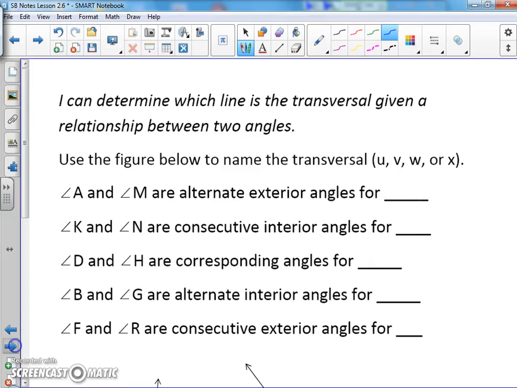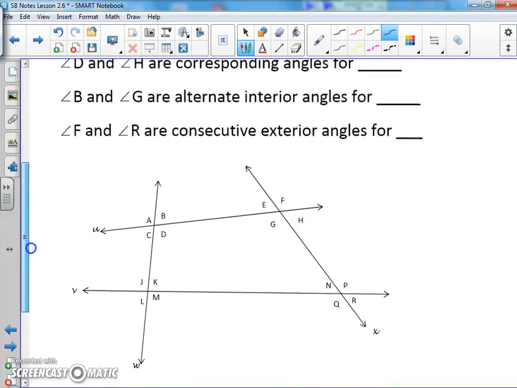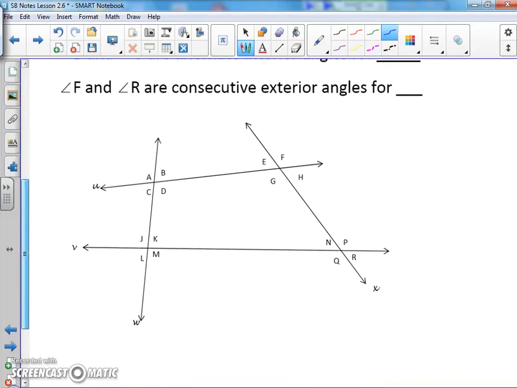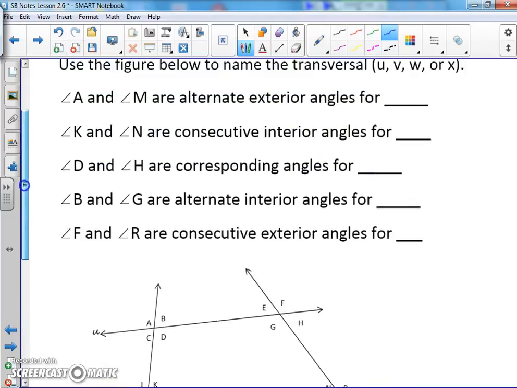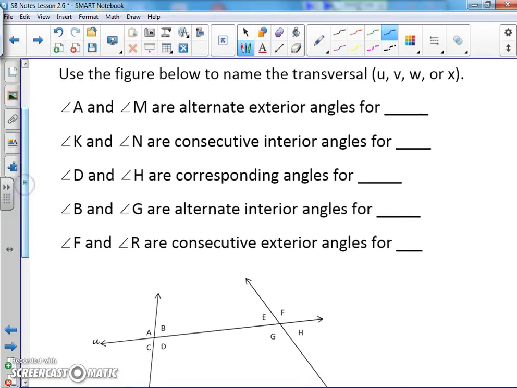So let's look at our final task, and this is to determine which line is the transversal if we know the relationship between the angles. So again, I want you to look at this figure. If you are missing the labels, I want you to stop the video and record these labels, or this won't make any sense. Okay, hopefully we have that all labeled. So our first one tells us that angle A and angle M are alternate exterior angles, and we want to look at the transversal line for that.